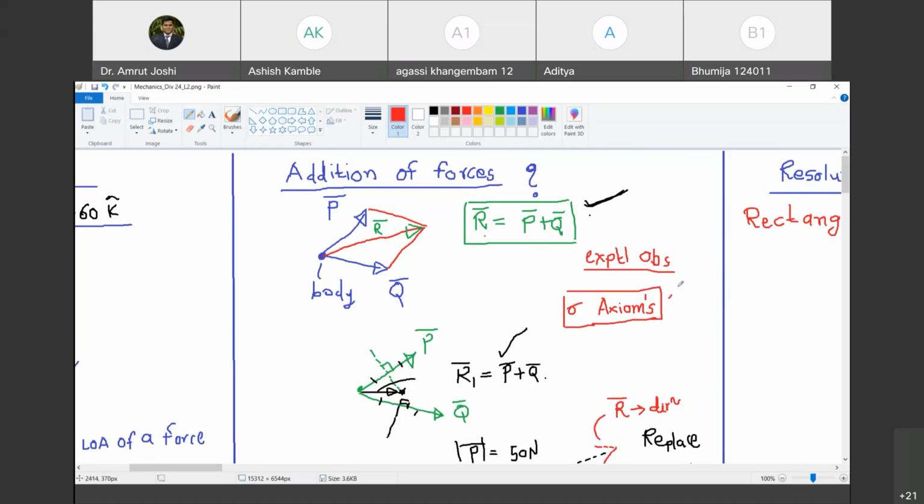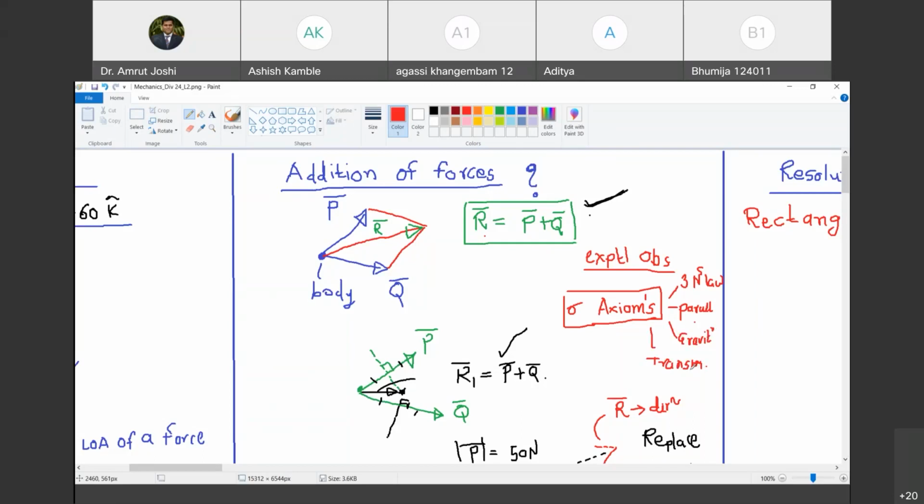So which are they? 3 laws, 3 Newton's laws. Are you with me? Yes, sir. Then parallelogram law of addition of forces. Yes, sir. And then you have something called law of gravitation. Yes, sir. And you have something called law of transmissibility of a force. Yes, sir. So transmissibility of a force we are going to see after some time.